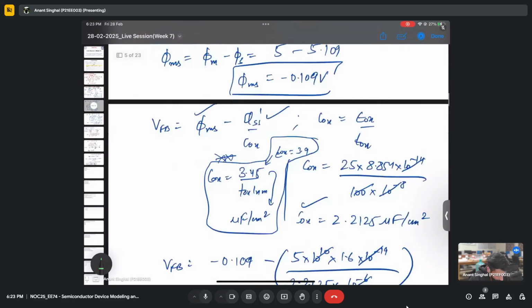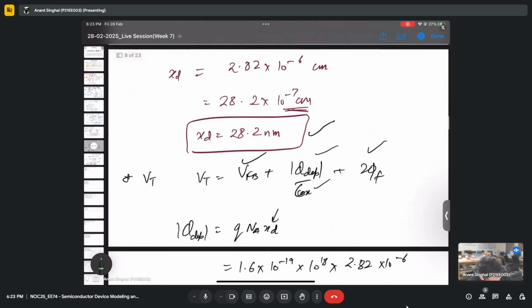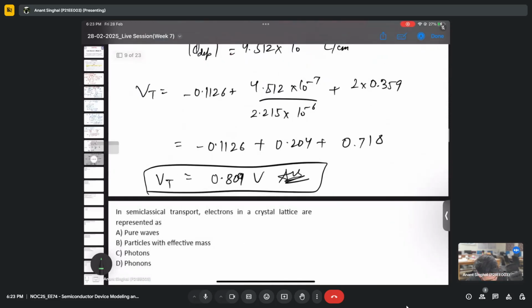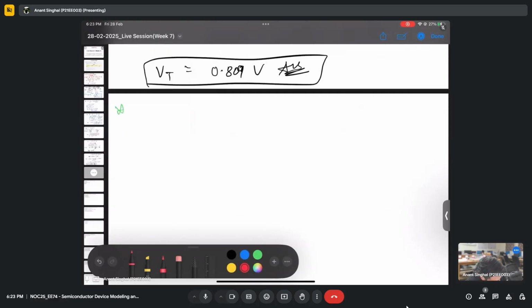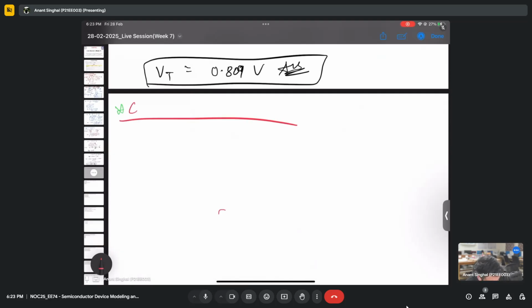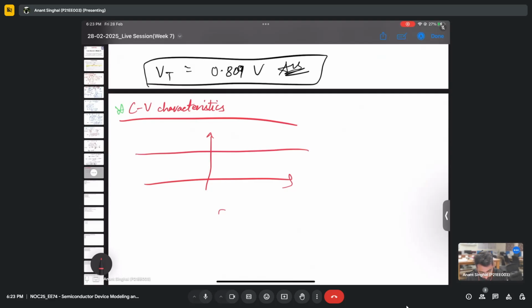Okay. So one part that we didn't discuss was the CV characteristics for high frequency and low frequency. So let's quickly do that too. For the CV characteristics, since we will have a capacitor, at the input we apply a certain DC and a small signal with the AC.